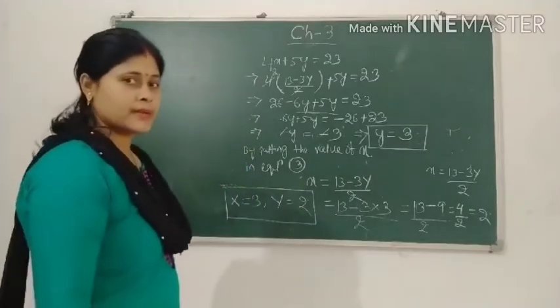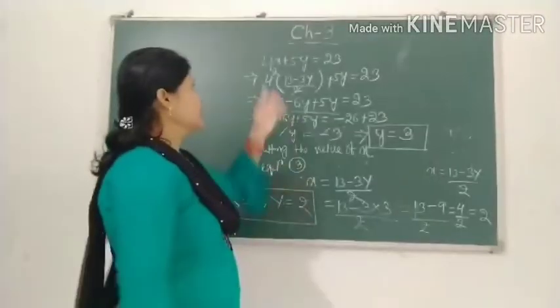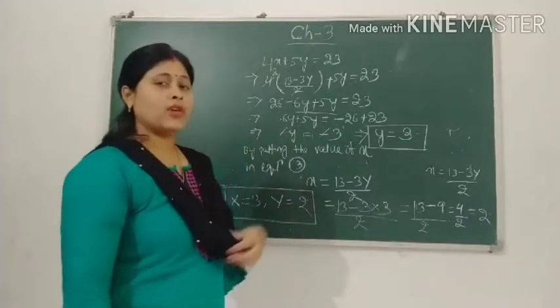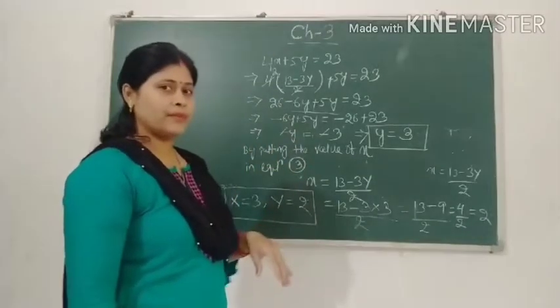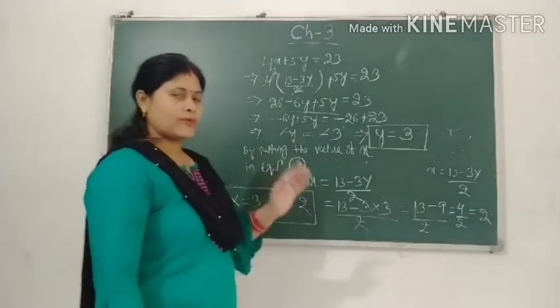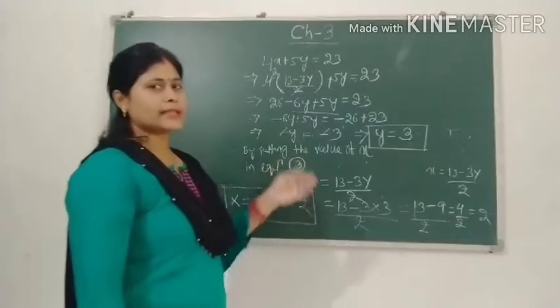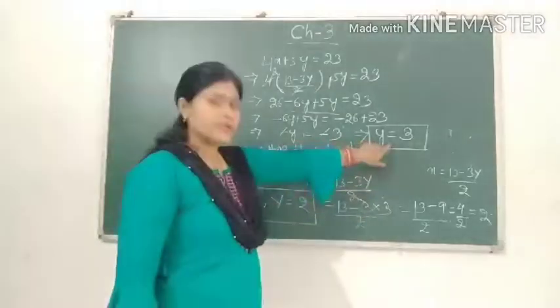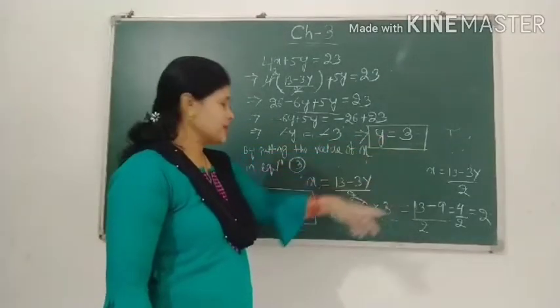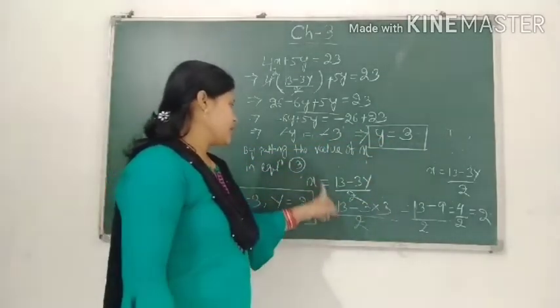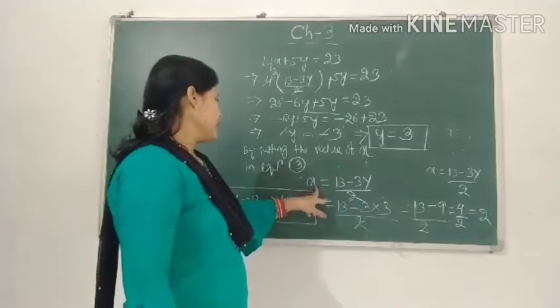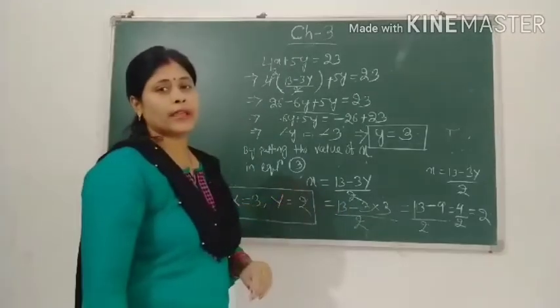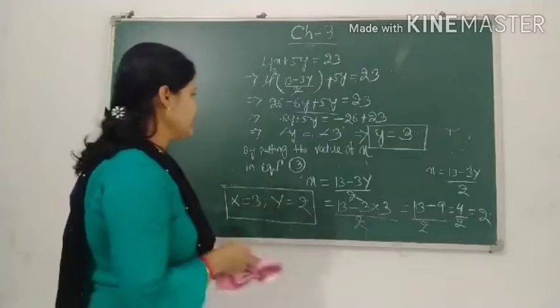Understood, students? First, you have to find the value of x in terms of y. Then you have to substitute the value of x in equation 2. After that, you have to substitute the value of y in equation 3. Then you get your values of x and y.